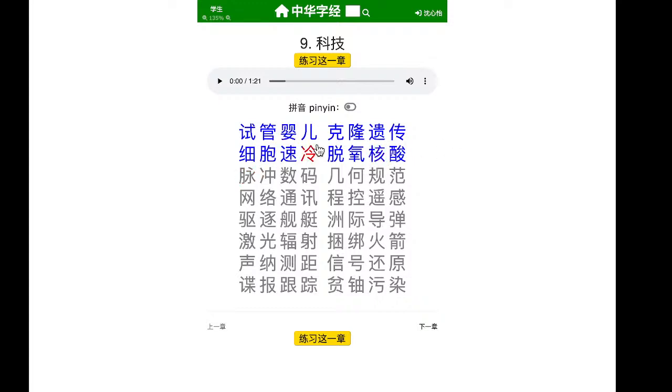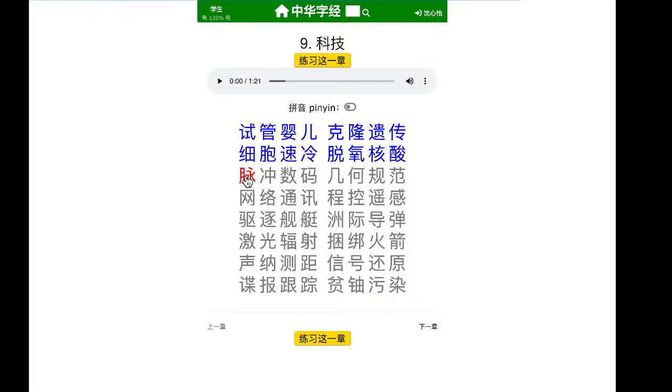It's talk about the gene matter in a chemical form. Okay, in a chemical form, what it is. So this is 脱氧核酸.